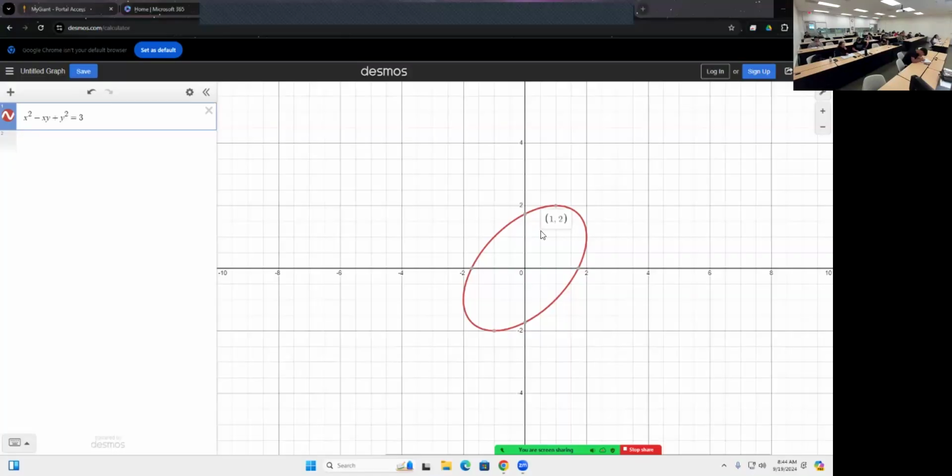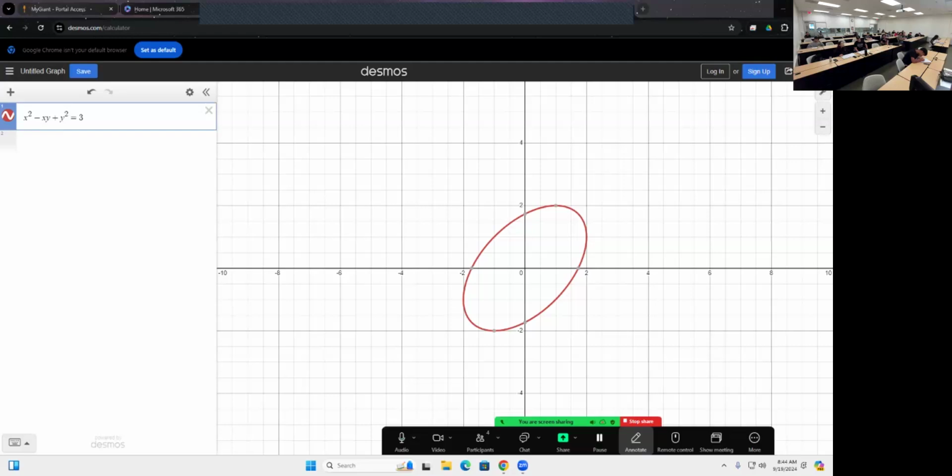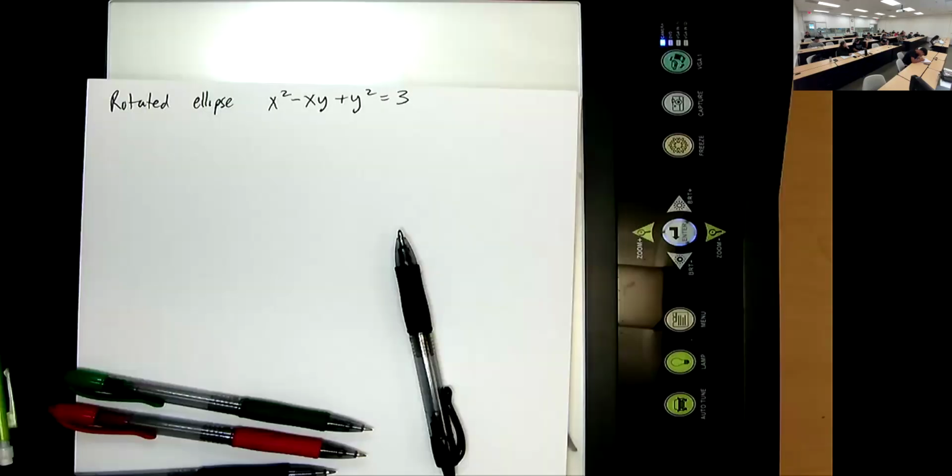This is a rotated ellipse. We're going to find these points using implicit differentiation. This is 3.1. I already showed you guys this. This is for people at home. Let me switch back over. There we go. Now we're all on the same page.